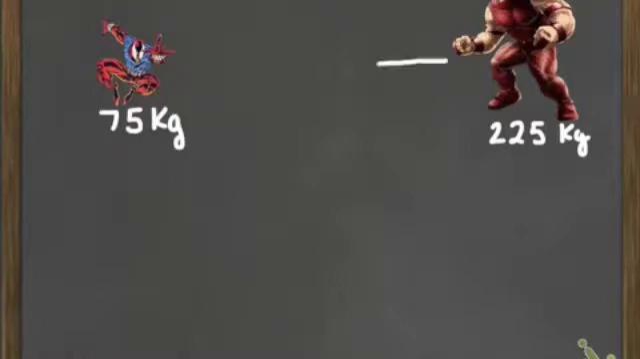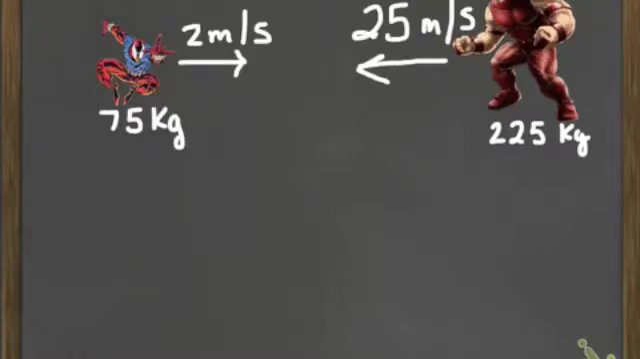So let's look at an example. I have the Juggernaut, I have Spider-Man, I have the Juggernaut's mass, I have Spidey's mass. They're both moving at different speeds. I'm going to go ahead and solve for what's going to happen in this situation.